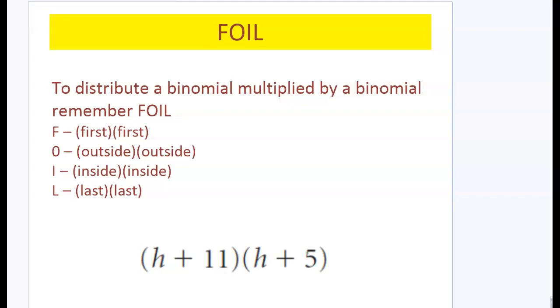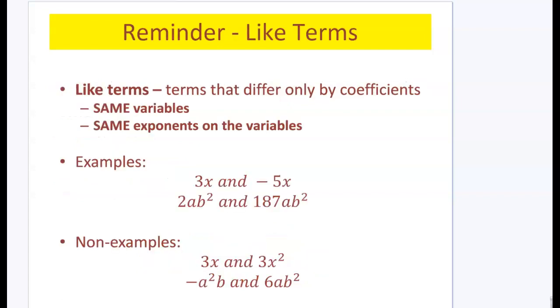And again, one of the acronyms that was used in the past was called FOIL, and FOIL only works when we have two binomials. We multiply the first terms together, the outside terms together, the inside terms together, and then the last terms together. So first, outside, inside, last. Basically, FOIL is just double distribution. Okay?